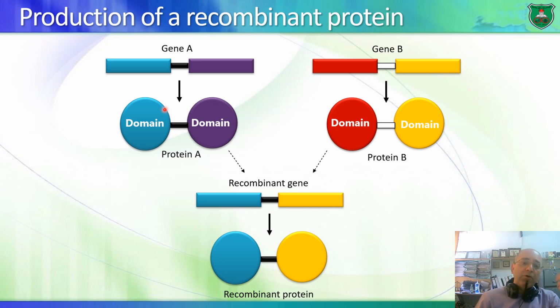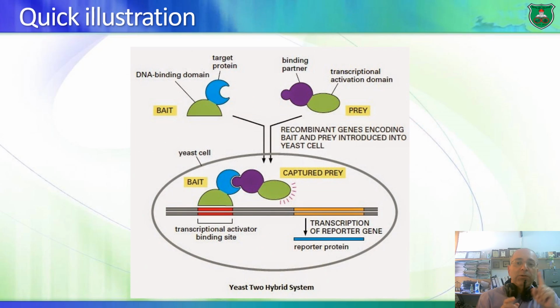So we can use recombinant DNA technology to take one domain of a protein and fuse it with a domain of another protein, creating a recombinant protein. Each domain maintains its structure and function. So again, the purpose of the yeast two-hybrid system is to investigate if two proteins interact with each other. And this is how it's done.